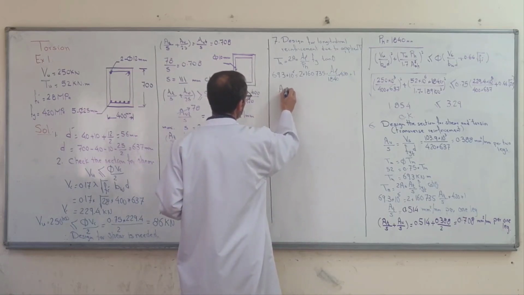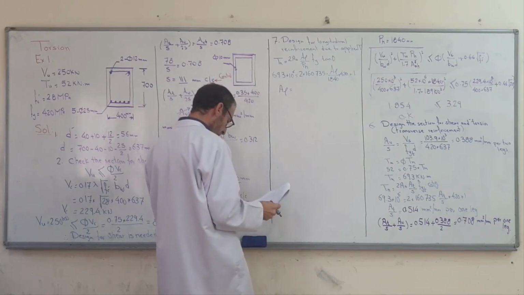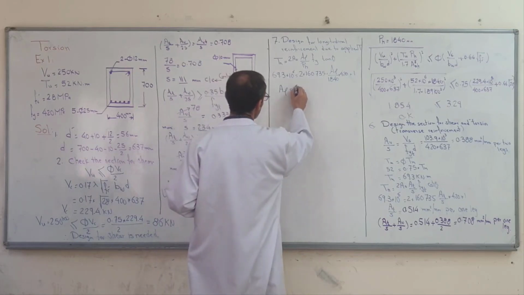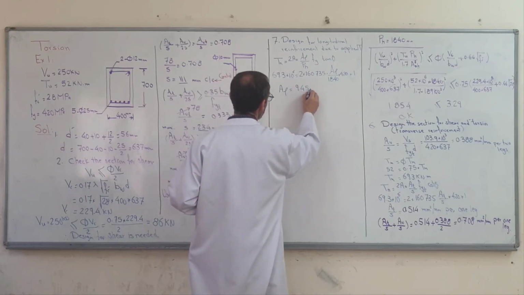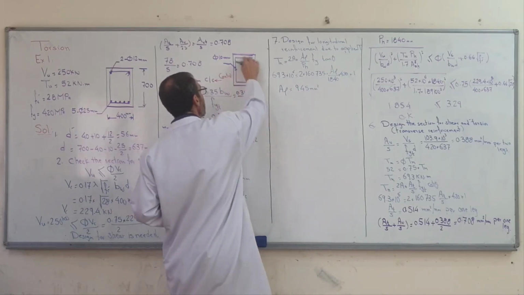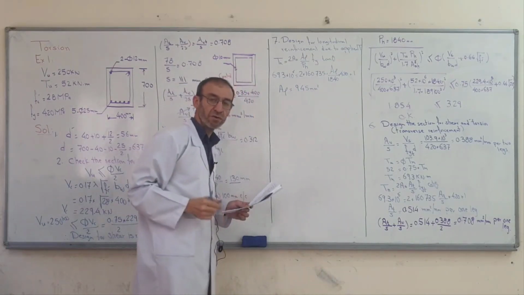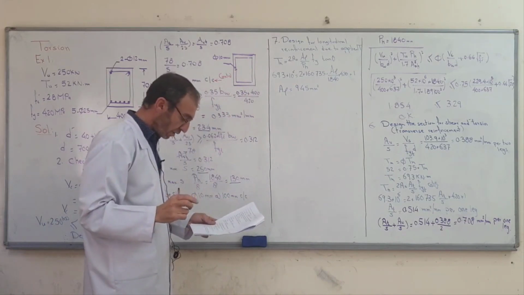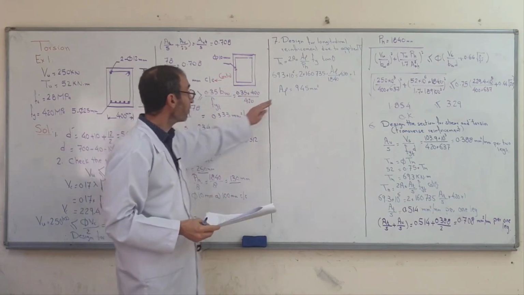Therefore, we found AL is equal to the required millimeter square. We put this AL as longitudinal reinforcement for torsion. This is coming from the load.